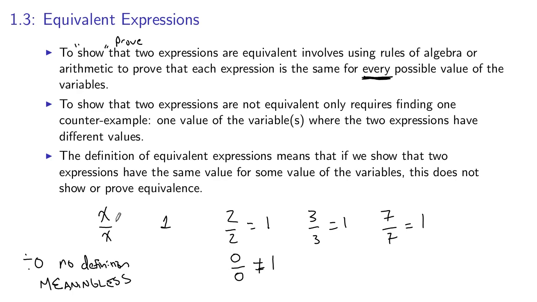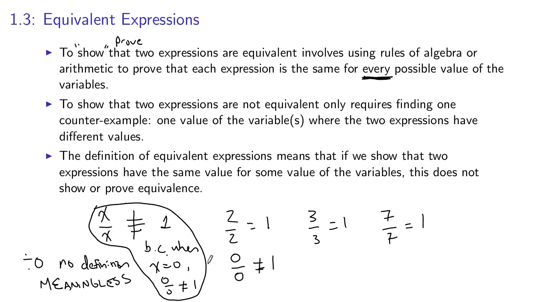So because division by 0 doesn't mean anything, x divided by x is not equivalent to 1. And we can write x over x is not equivalent to 1 because when x equals 0, 0 over 0 is not equal to 1. And then we can circle this as our answer. Now, if your entire work is your answer, maybe circling it's a little bit silly. But if you have all this other stuff here, this helps me see what it is you're answering. Let's do some more examples that have to do with equivalent expressions.